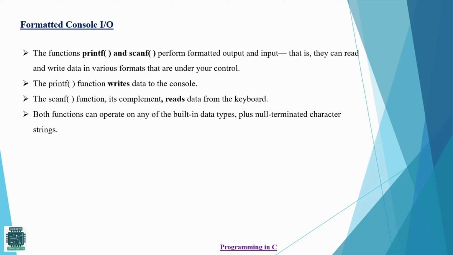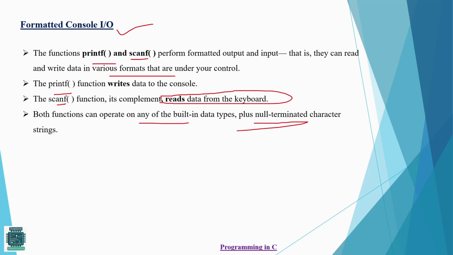The next concept is formatted console IO. Here printf and scanf perform formatted output and input, and they read and write data in various formats under your control, meaning the user's control. I've just copy-pasted this from the textbook. The printf function writes data to the console. The scanf function reads data from the keyboard. Both functions can operate on any built-in data types plus null-terminated character strings. Okay, this is a small part of the console IO topic.